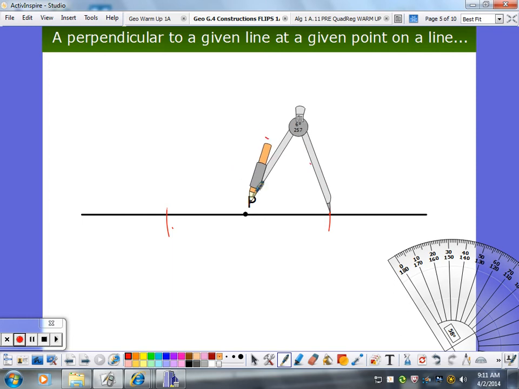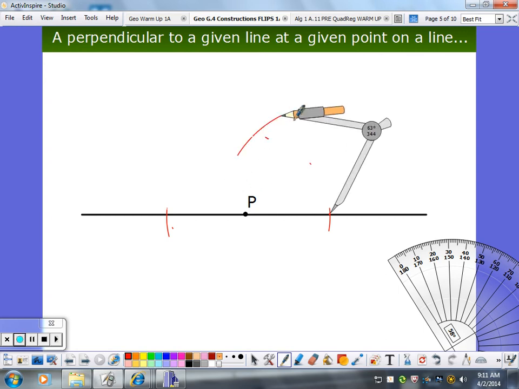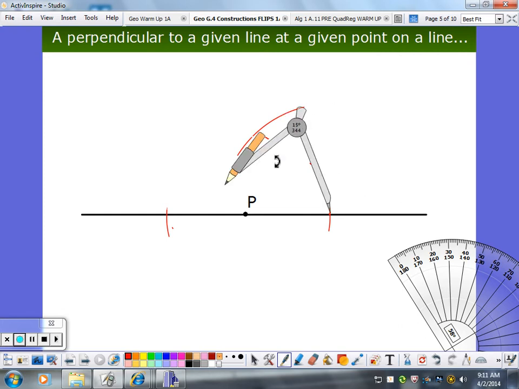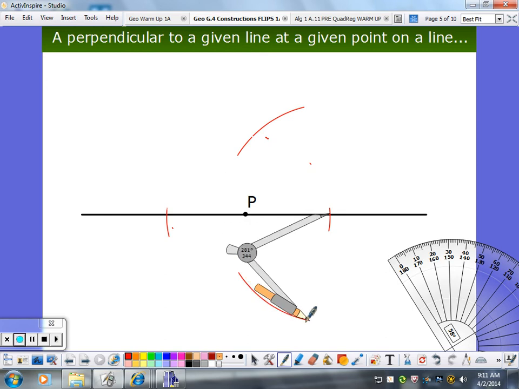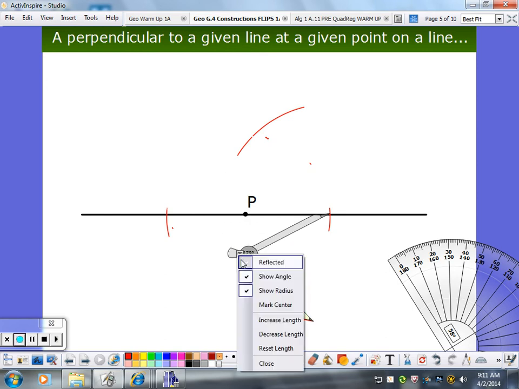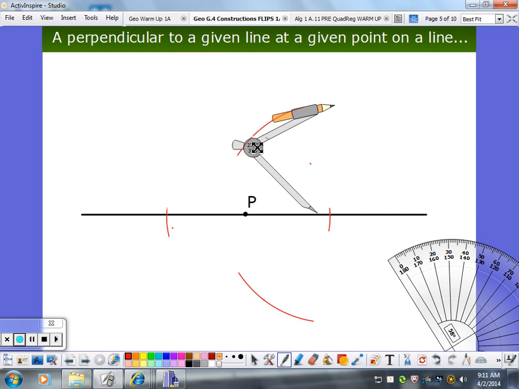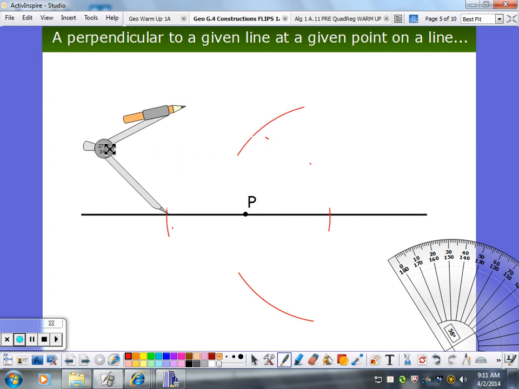So open it a little more than halfway. You're going to draw an arc above. Hopefully I'll make it big enough this time. You're going to draw an arc below. Then you're going to put the pointy bit on the other end without changing the distance, how far it's open.